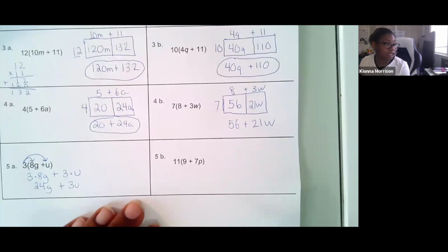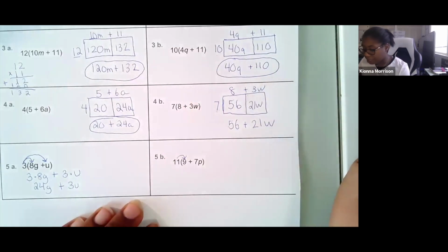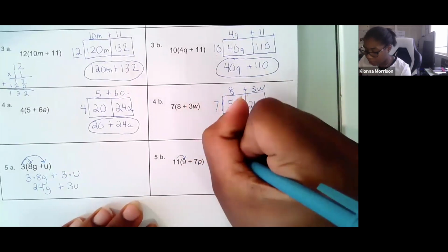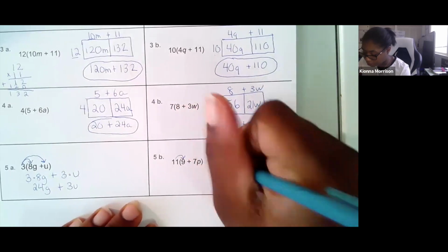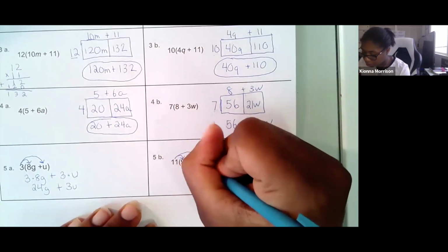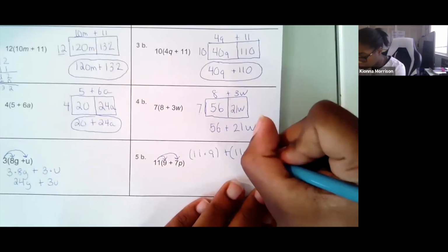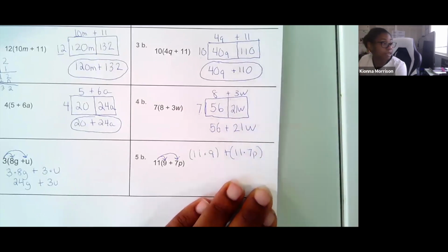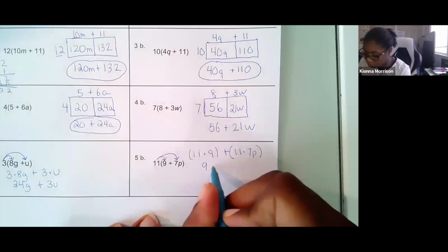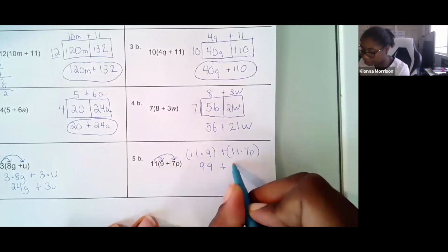And we'll try our last one without an area model as well. I'm distributing that 11 to my 9 plus 7p. So I'll have 11 times 9 plus 11 times 7p. 11 times 9 plus 11 times 7p.